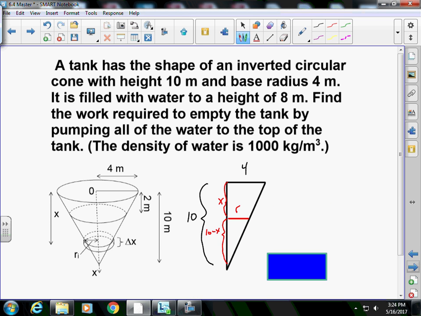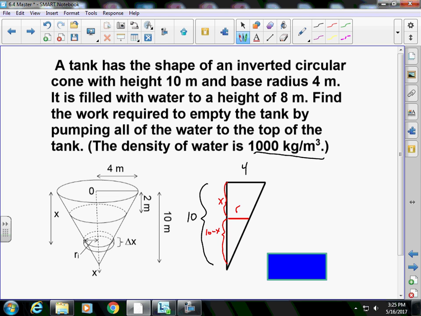So it says a tank has the shape of an inverted circular cone with height 10 meters and a base radius of 4 meters. It is filled with water to the height of 8 meters. Find the work required to empty the tank by pumping all the water out of the top of the tank. The density of the water is 1,000 kilograms per cubic meter. So I need to know that.